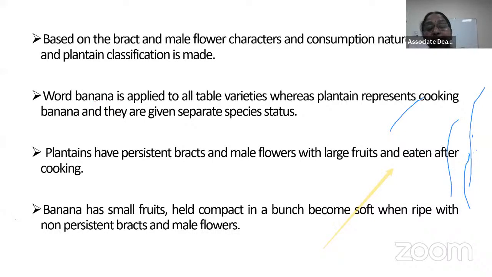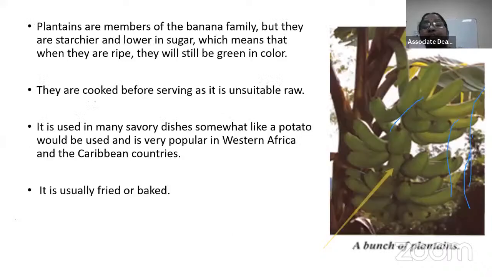Whereas these dessert ones, that is bananas, will have small fruits held compact in a bunch, and they will become soft when ripe with non-persistent bracts and male flower. And generally these plantains are members of the banana family, but they are starchier and lower in sugar. And generally this plantain group, that is the Balbisiana group, is known to be more drought resistant and also disease resistant when compared to the Acuminata type.